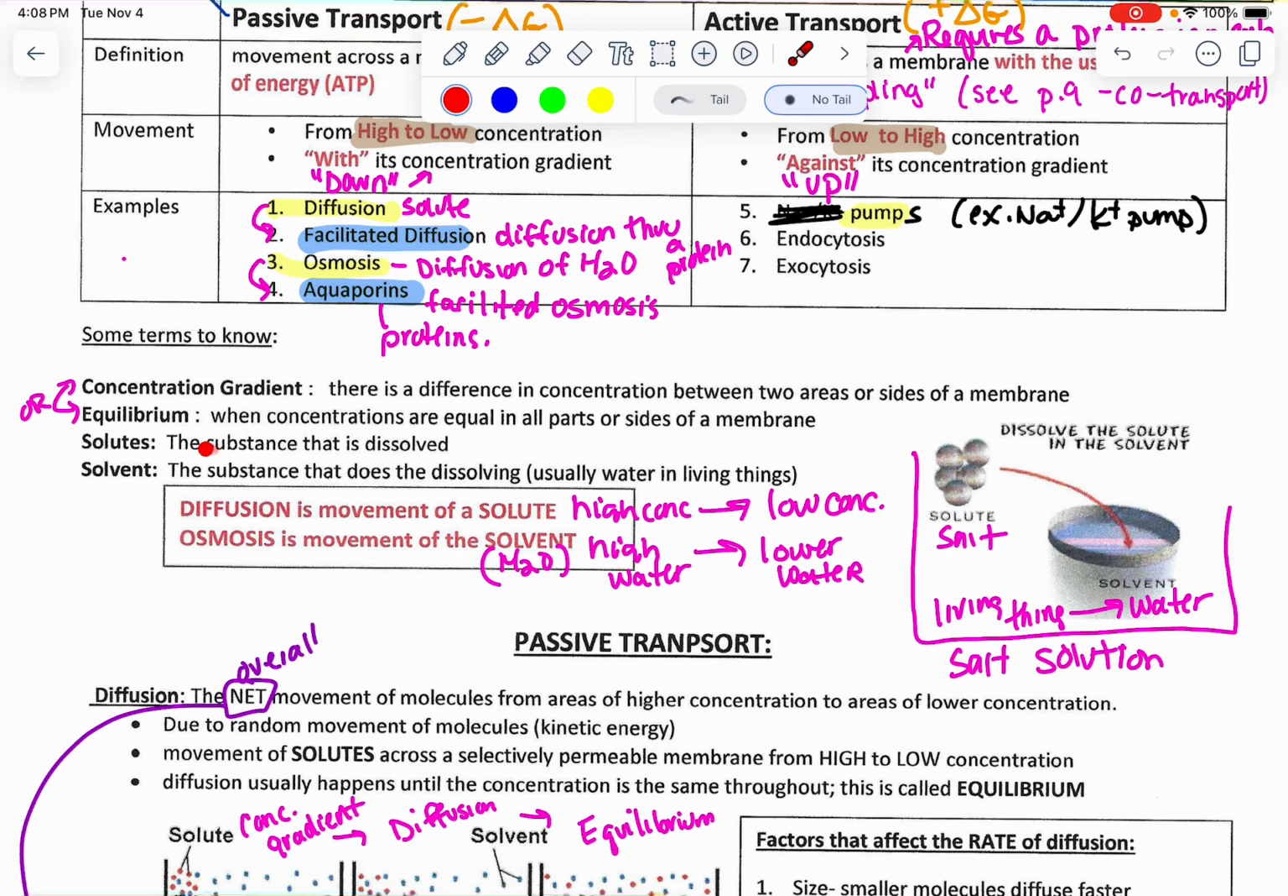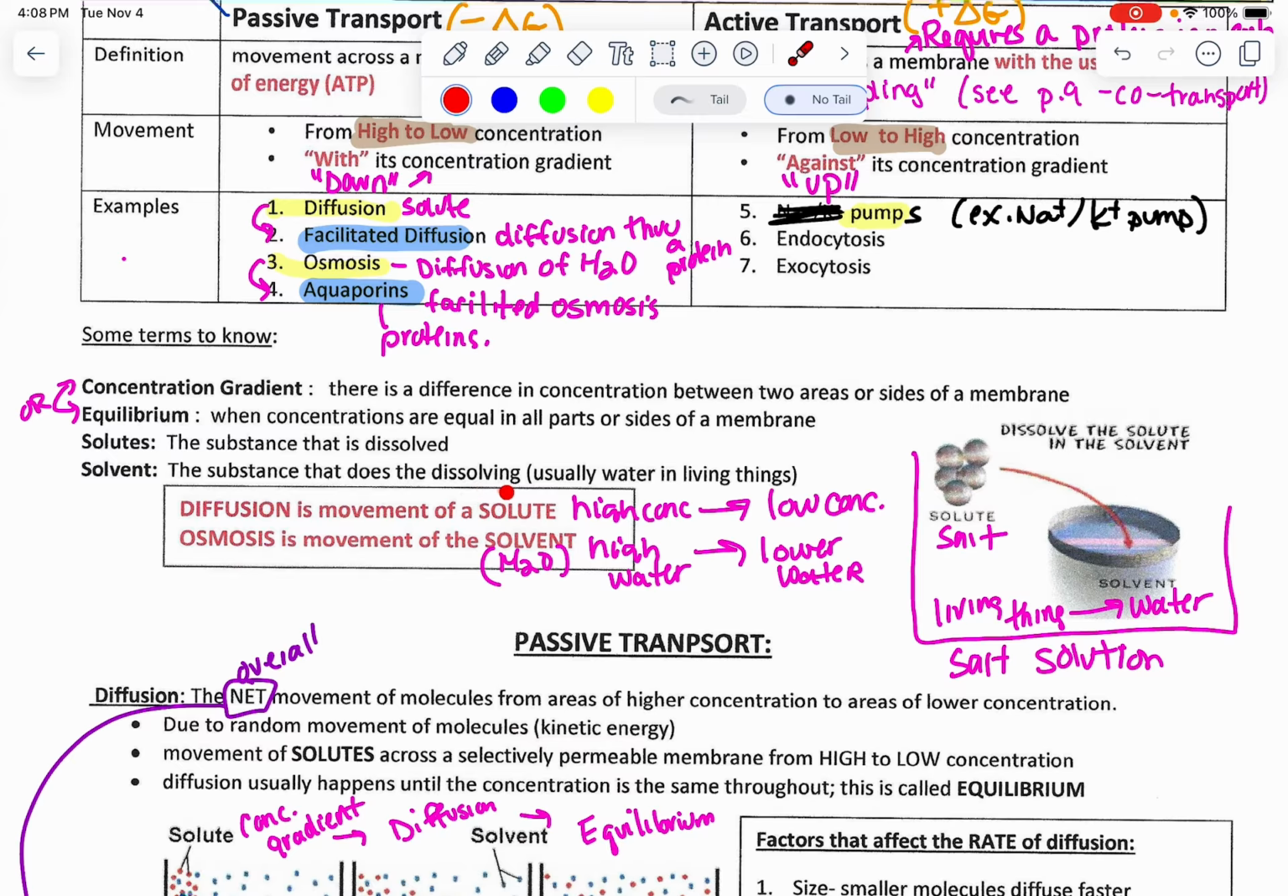Solute, just to remind you, is the thing that's being dissolved in a solvent. In our situations, remember, water is always pretty much a solvent in living things. So looking up here at diffusion and osmosis, they're both the same thing. They're both molecules moving from high to low. But when the solute does it, we call it diffusion. When the solvent, water, does it, we call it osmosis, which I wrote right here.